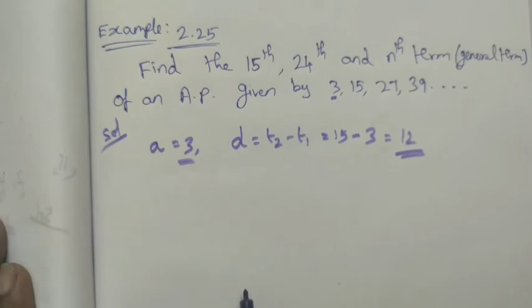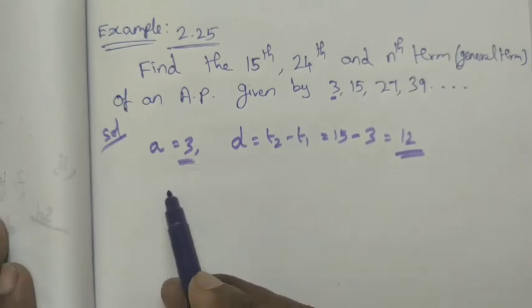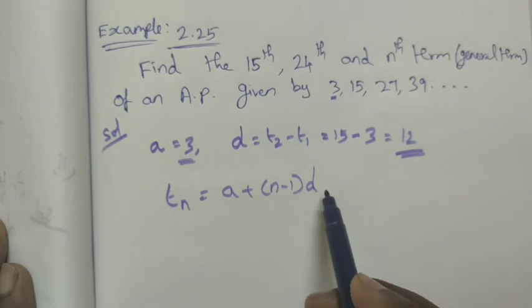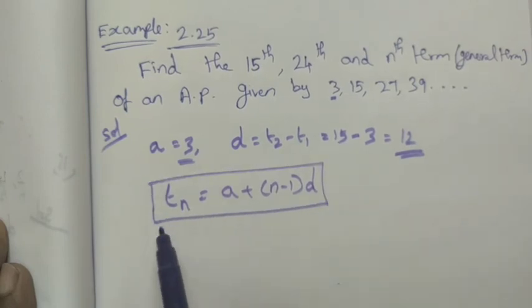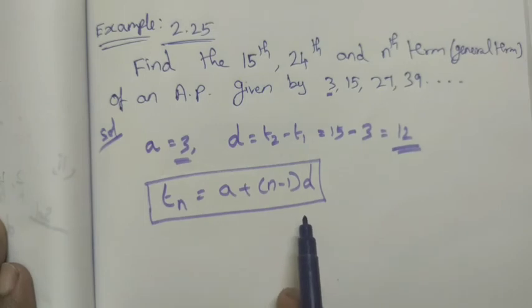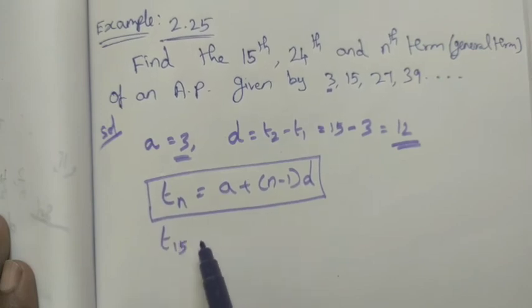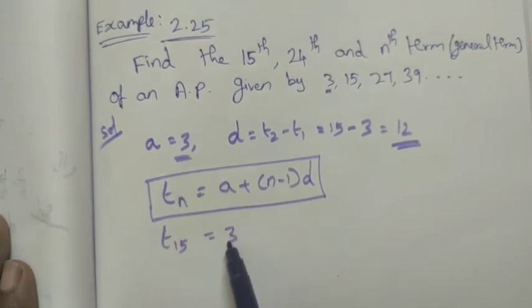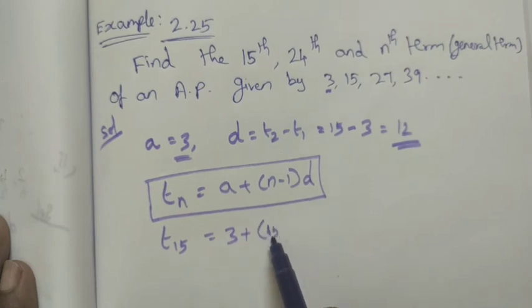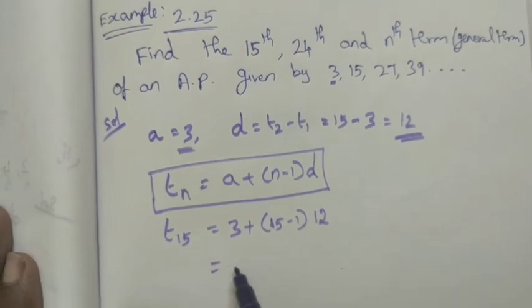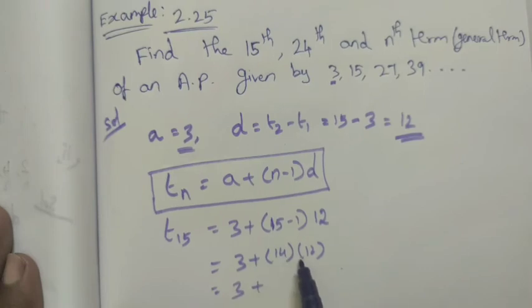We have to find the 15th term, right? In an AP, when a term is asked, Tn is equal to a plus n minus 1 into d, which is the formula to find the terms, right? So in the place of n, first apply T15. T15 is equal to a, which is known, 3, plus n equal to 15 minus 1, and then d is equal to 12, right? Now 3 plus 15 minus 1 is 14 into 12. 3 plus 14 into 12.